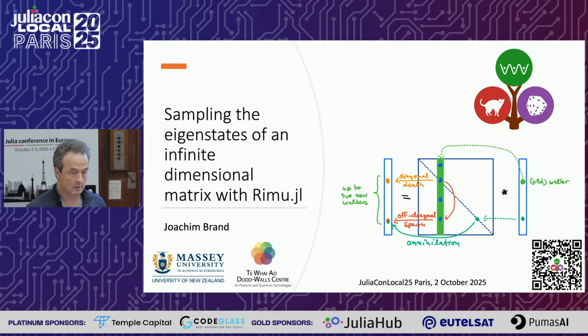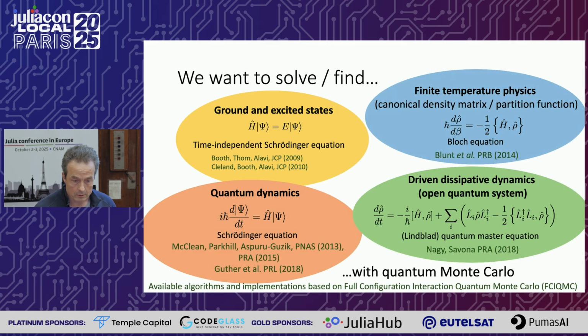I'm going to talk about sampling the eigenstates of an infinite dimensional matrix with Rimu.jl. Right, so what motivates us? What are we interested in? We're physicists. We want to solve quantum many-body problems, right? So the original motivation for this is we want to solve the Schrödinger equation. So we have actually these 4 different things that can all be done with these quantum Monte Carlo algorithms.